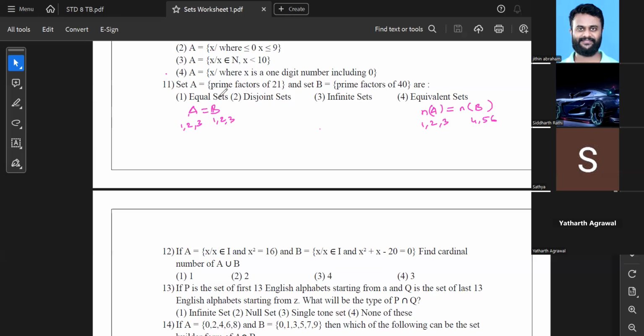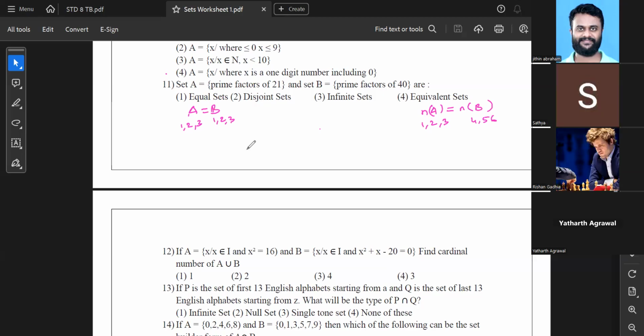Tell me, what are the prime factors of 21? The prime factors of 21 are 3, 7, and 1. Sir, 1 should not be counted. Only 3 and 7. So 3 and 7. Okay, 3 and 7.